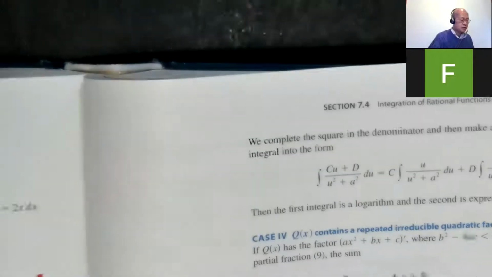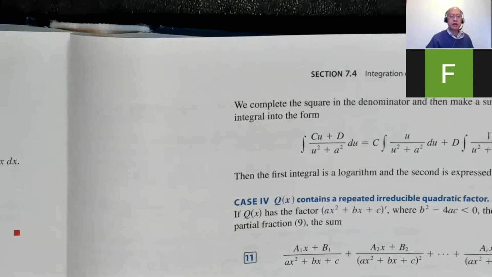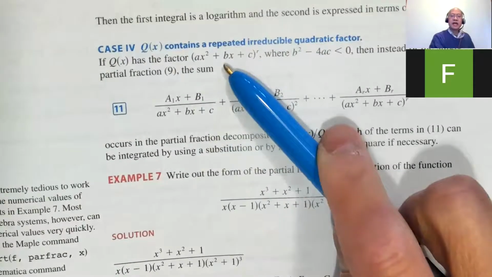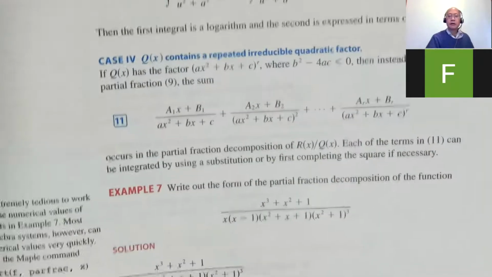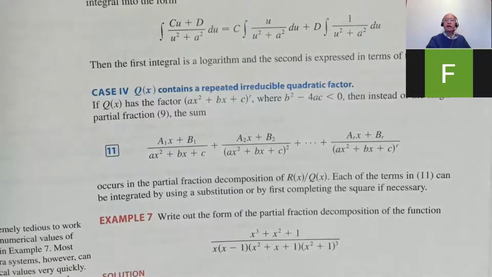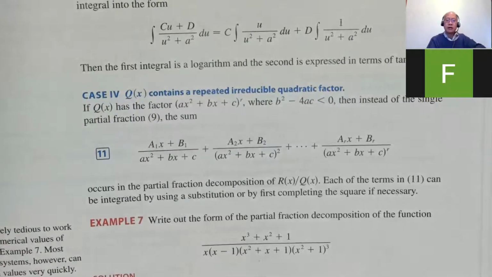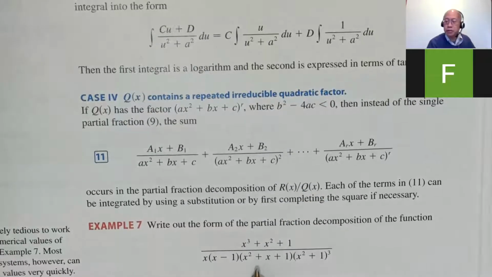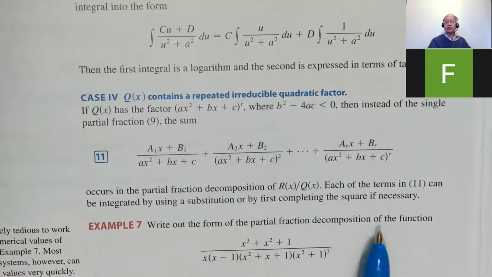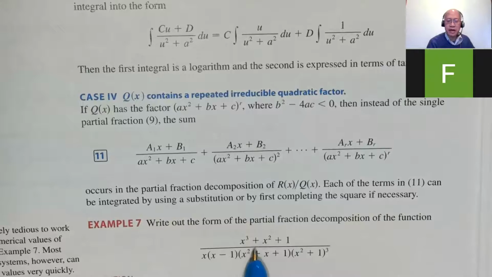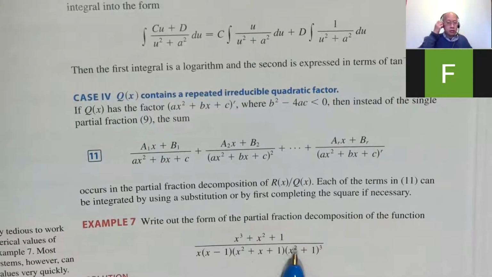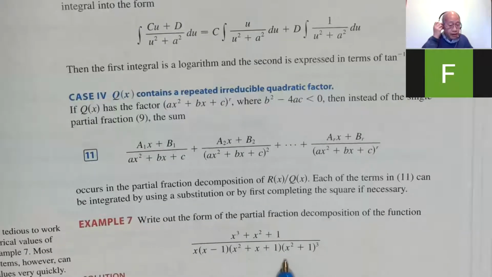And finally, case 4, it's kind of a combination of case 2 and 3. Repeated irreducible quadratic. You have an irreducible quadratic and it's repeated. Well, they give you the rule here, but I think it's better to just show you an example. And again, you can put this example on your cheat sheet. Write out the form of the partial fraction decomposition of the function. Blah, blah, blah. Okay, again, you don't care about the top as long as the degree of the numerator is smaller than the degree of the denominator, right? And it is. The numerator is third degree. The bottom is way above that.